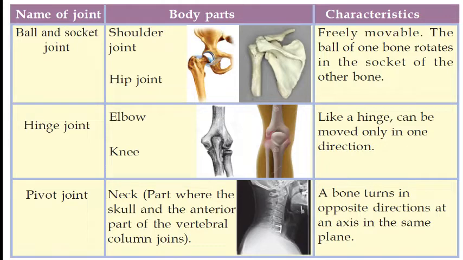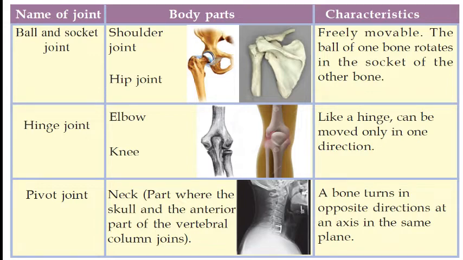Next is pivot joint. It is seen in neck. It is a part where the skull and the anterior part of the vertebral column joins. In neck we can see pivot joint. A bone turns in opposite direction at an axis in the same plane. That's the characteristics of pivot joint.